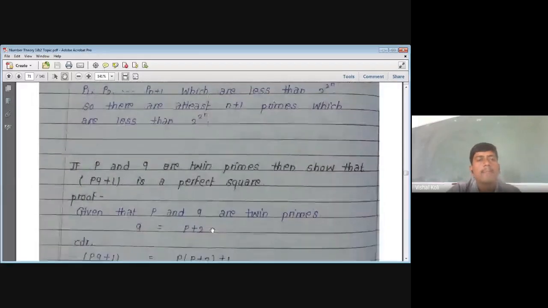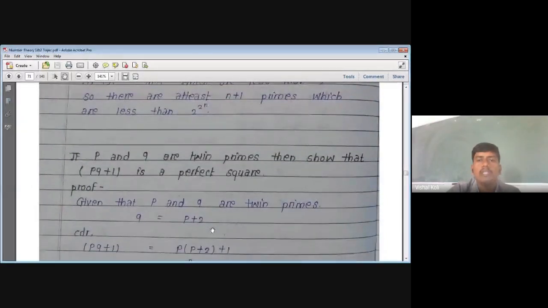Okay, now if p and q are twin primes, then we have to show that p into q plus 1 is a perfect square. And what are twin primes? Two primes p and q are said to be twin primes if q equal to p plus 2 is again a prime, that is p and p plus 2. If both p and p plus 2 are prime numbers, then these two prime numbers are said to be twin prime numbers. As here given that p and q are twin primes, we have to show that pq plus 1 is a perfect square, that is, it is a square of some integer.